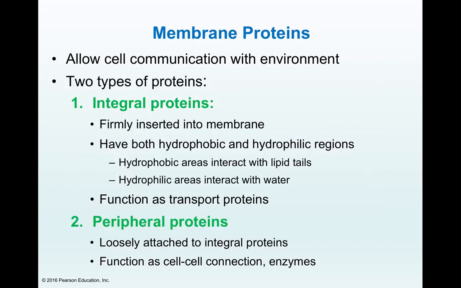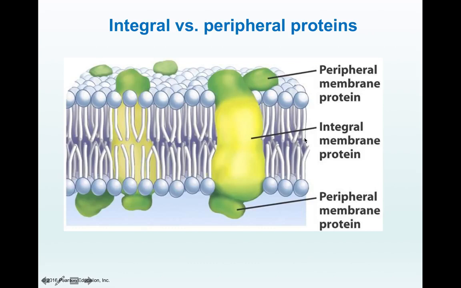Now, these proteins usually act as a transport protein for your cells, and we'll discuss them in more detail as we talk about the transport mechanisms of your plasma membrane. Now, the second category of proteins is referred to as peripheral proteins. These are loosely attached to your integral proteins. They can be found on the outer edge as well as the inner aspect of your cell.